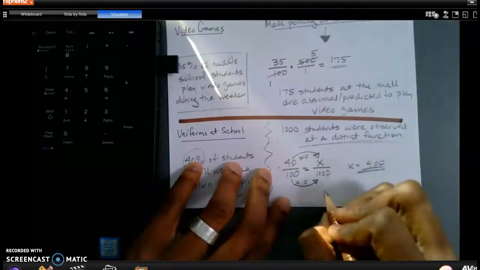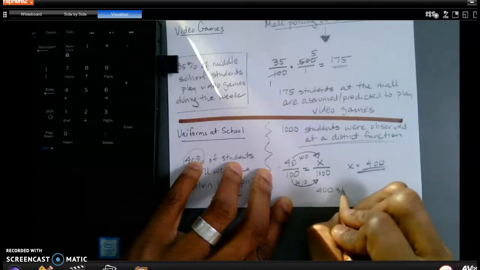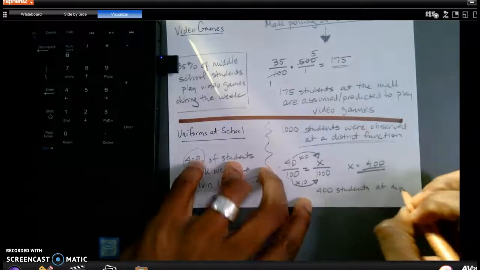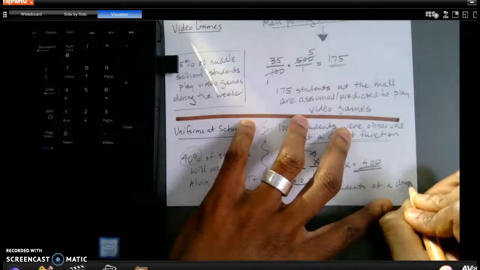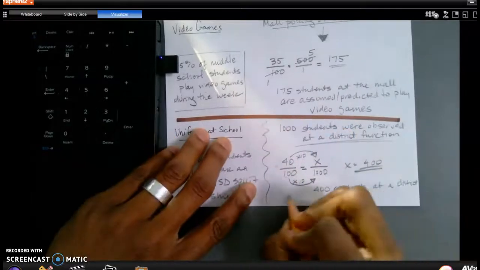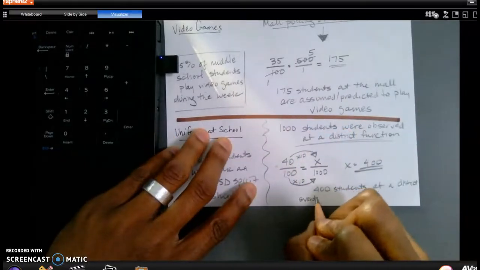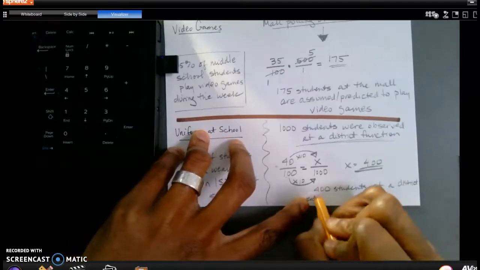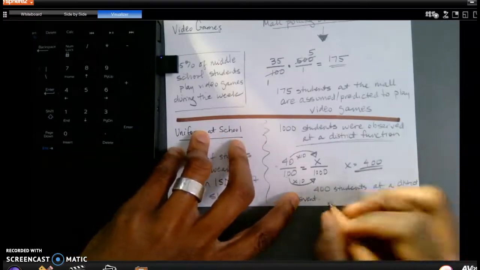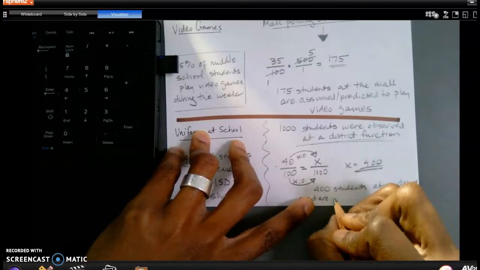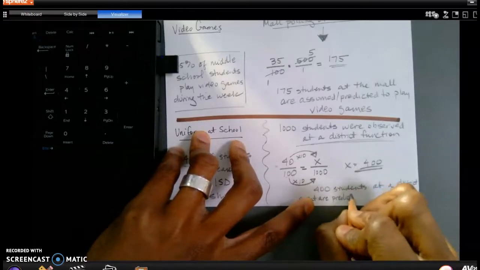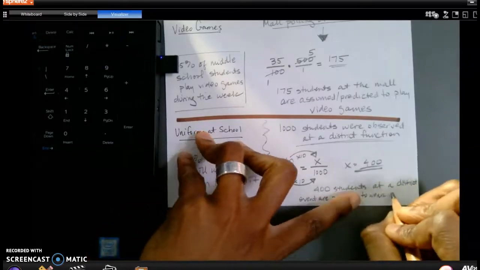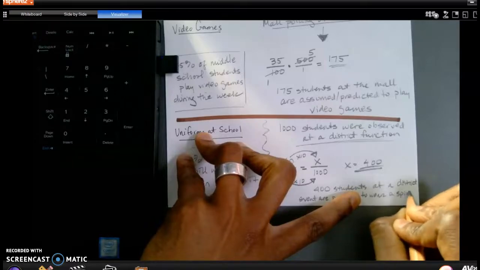So my solution statement is 400 students at a district event are predicted to wear a Spirit shirt.